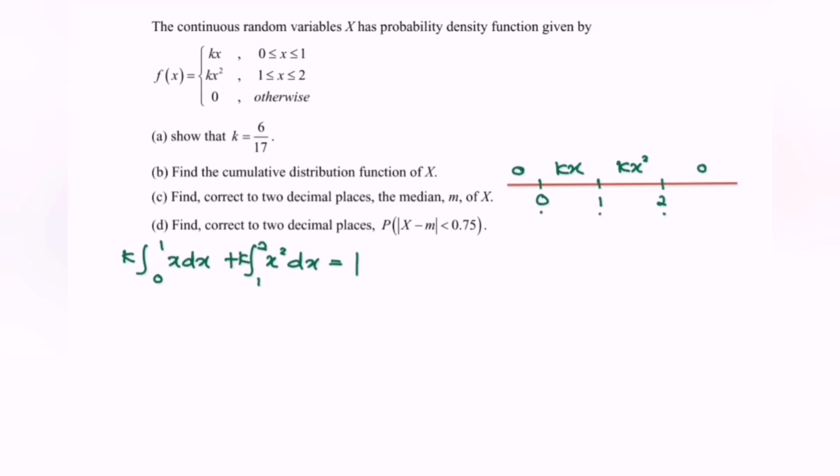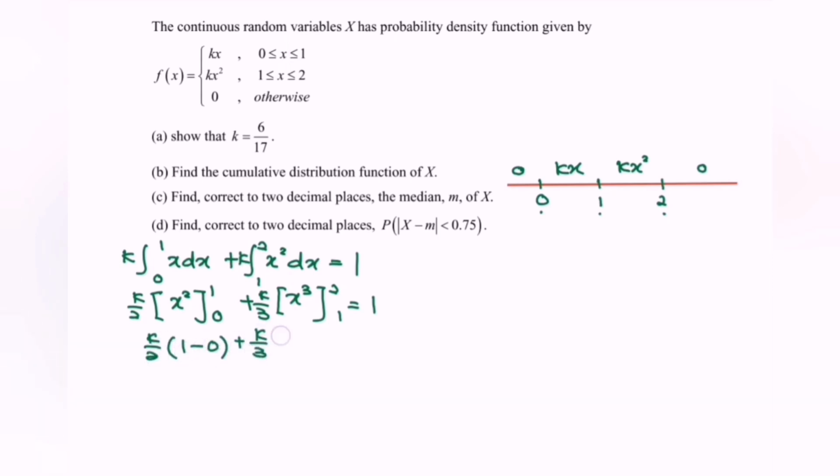Integrate the situation, where we will have x squared over 2. So we have k over 2 with the limit 1, 0. Next, integrate the x squared, where we have x to the power of 3, k over 3, for the limit 2, 1, is equal to 1. Substitute the situation. Here we will have k over 2 bracket 1 minus 0, plus k over 3 bracket. If we substitute 2, we will have 8 minus 1 is equal to 1. So k over 2 plus 7k over 3 is equal to 1.